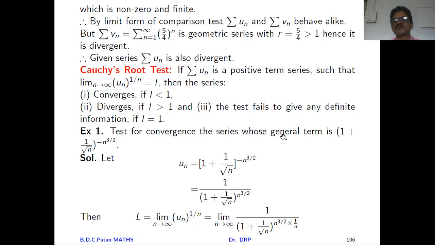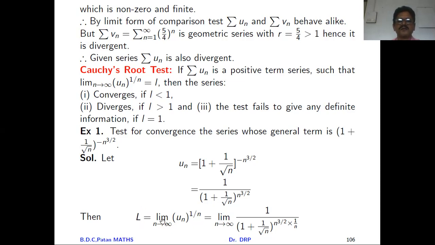Test for the convergence of the series whose general term is (1 plus 1 upon square root of n) raised to minus n raised to 3 by 2. So first of all, we denote this nth term as un equal to (1 plus 1 upon square root of n) raised to minus n raised to 3 by 2. This quantity we can write in the denominator like this. And then what you have to do is determine the value of L.